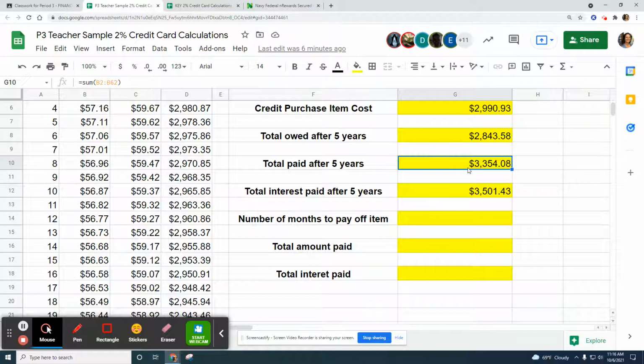This cell right here equals. Ready? Delete that out. Equals sum. It's up on the board in front of me if you need to see it while I'm saying it. C2 colon to C62 parentheses.